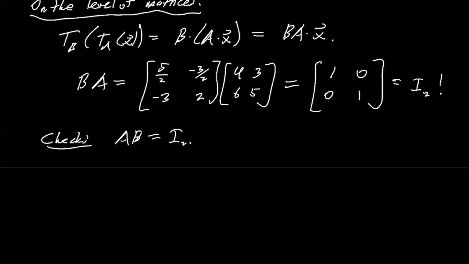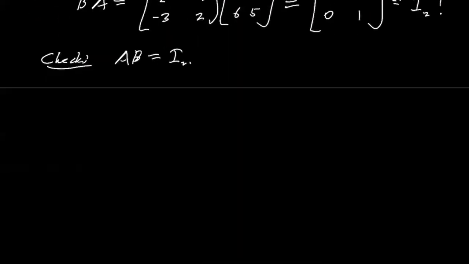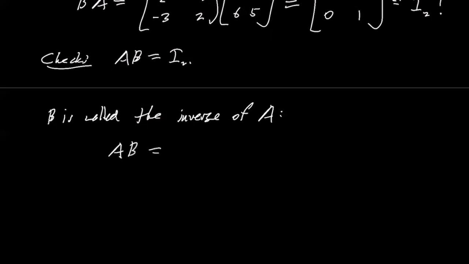So in general, this is what's called the inverse matrix. So B is called the inverse matrix of A. It's the inverse because it turns out to be the only one. So the inverse of A. Any matrix where AB equals the identity equals BA is called the inverse.